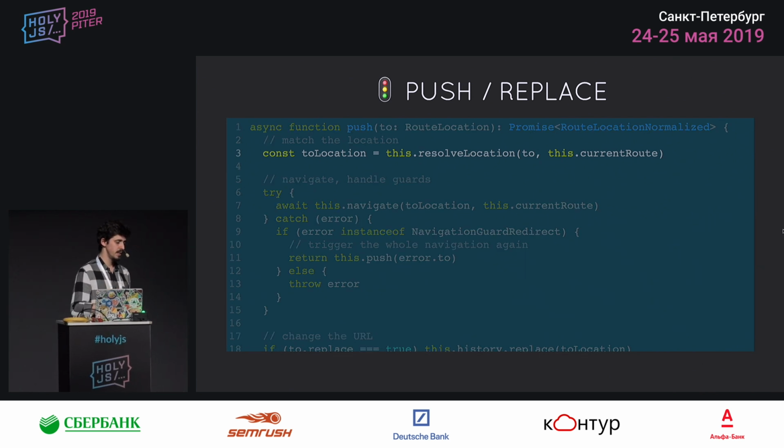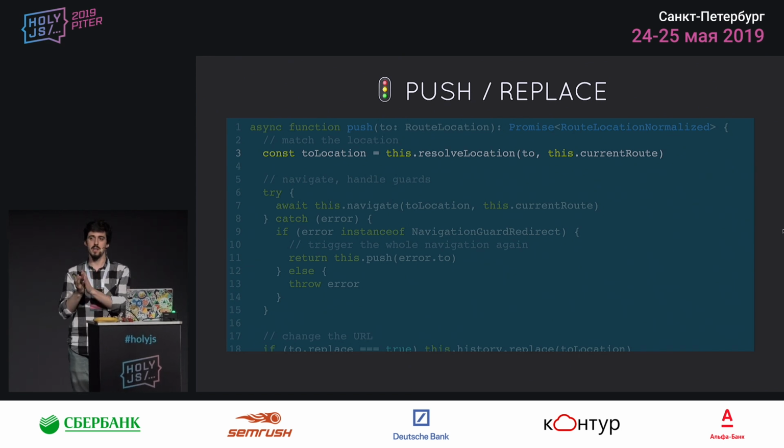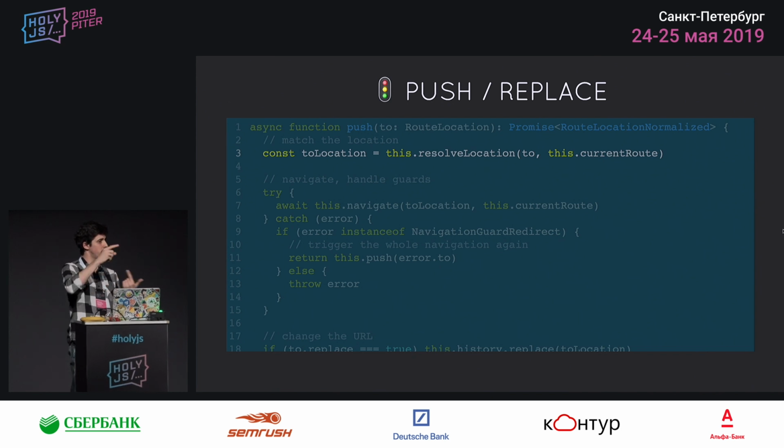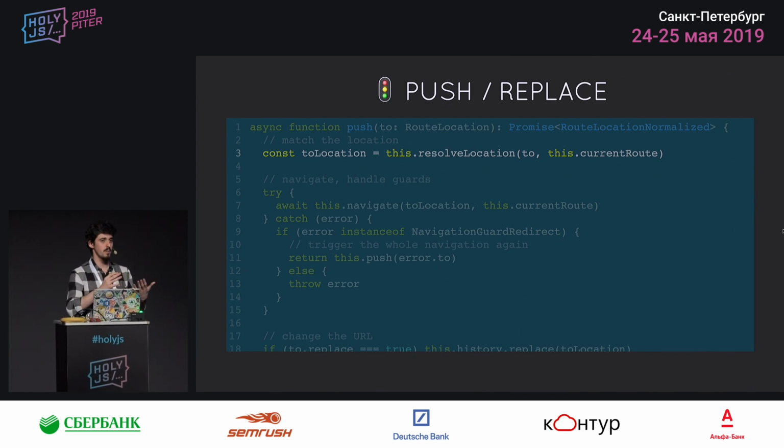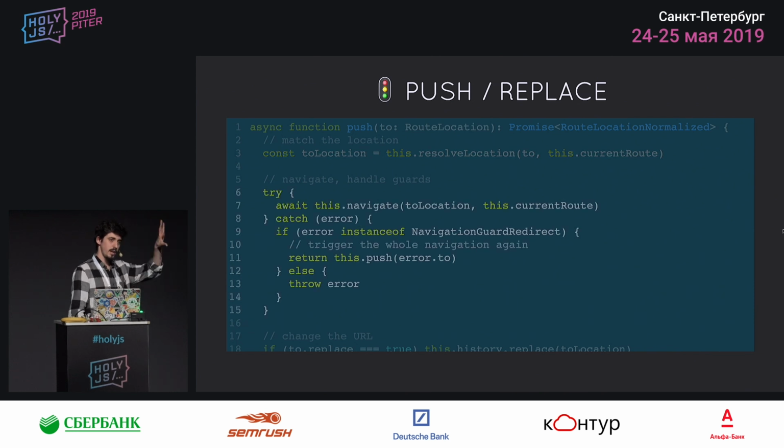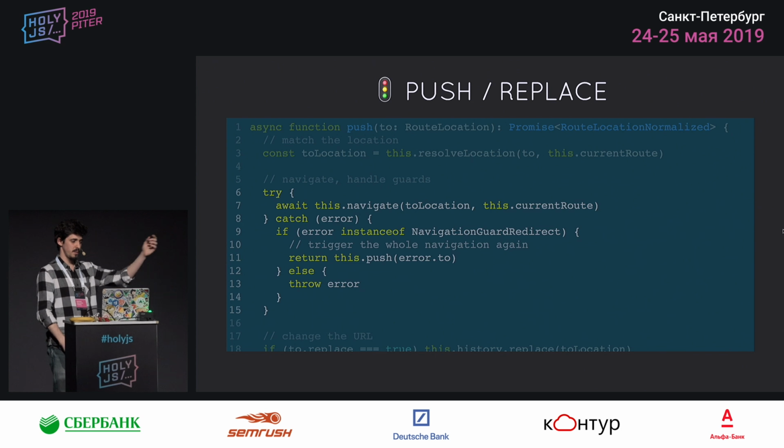Now, the first thing we do is this resolve location, which I'm going to show afterward. That is going to pass the route we want to go to and the current location. This is because of relative routes, which is a feature of Vue Router, where you can just pass the params and it will use the current route to just change the params of the route, but still stay on the same route. And then we have this try-catch, and this is very important, and you will understand why as we go further.